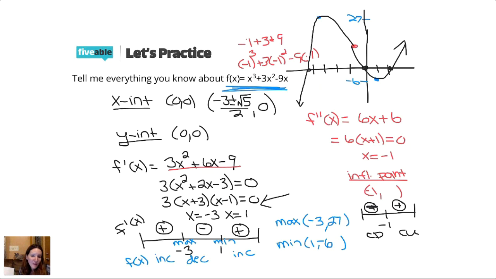So we got a lot of information. We have 1, 2, 3, 4, 5, 6 points that are definitive. We have a rough idea of the direction of the graph. We know when it's increasing, when it's decreasing, when it's concave up, when it's concave down. That's a lot of information that we can glean just from having that original equation now.